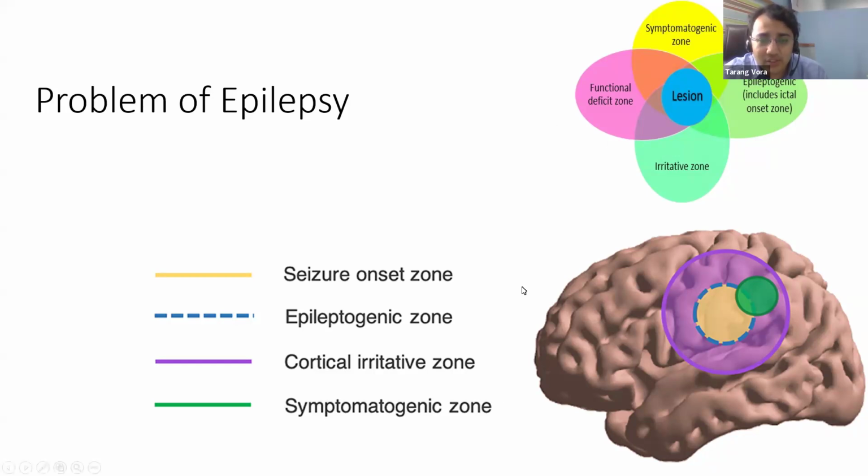So, as a surgeon, how do we know what the epileptogenic zone is? The intent of providing surgery for epilepsy is that if we are able to resect the seizure onset zone or the epileptogenic zone, we are giving freedom or cure from seizures to the patient. And that is the intention of epilepsy surgery.